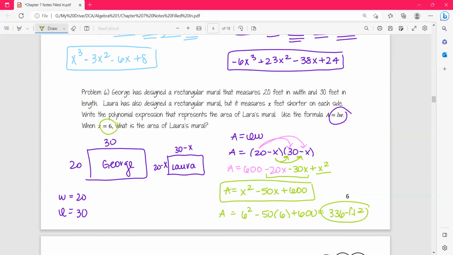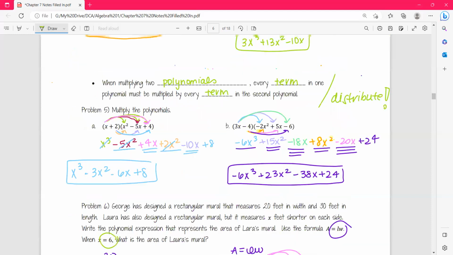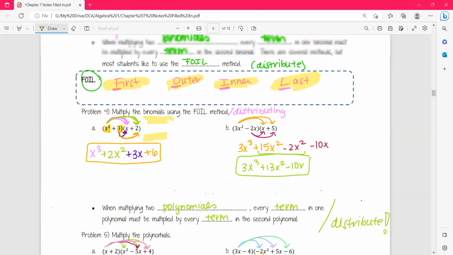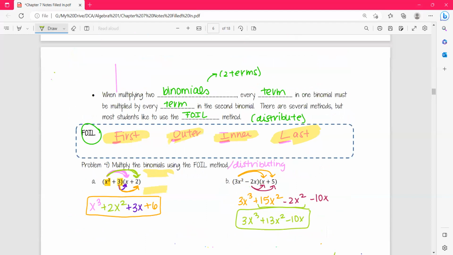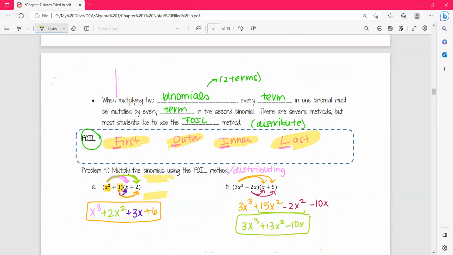Okay, so guys, this is chapter 7.3. It's really important. These are skills that you're going to use for the rest of your math careers in high school. So make sure we understand this. Let me know if you have any questions.